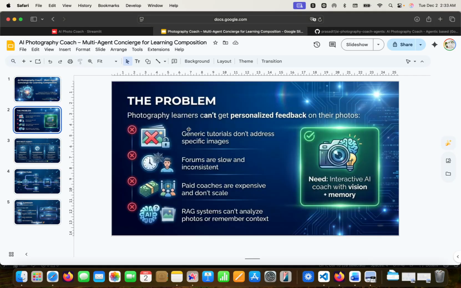The problem I am trying to solve is regarding the learning for photographers, where they face challenges concerning generic tutorials which don't address specific images. The forums are also slow and inconsistent, and the coaches are very expensive and they don't scale, and the RAG systems can't analyze the photos or remember the context.